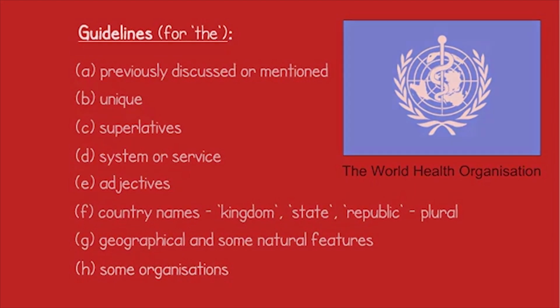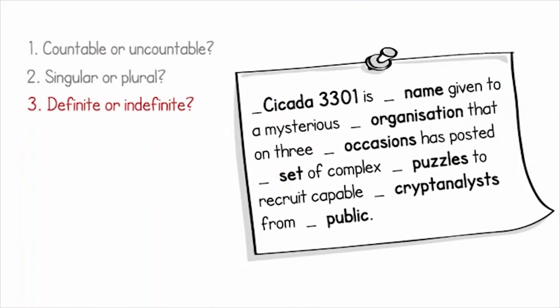So, back to our example. Our third question was, is the noun definite or indefinite? The nouns organisation, set, puzzles, occasions, and cryptanalysts are all indefinite. They have not been previously mentioned, and they are not unique or uniquely specified.